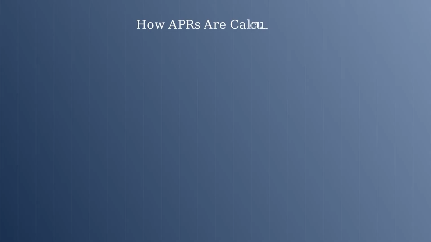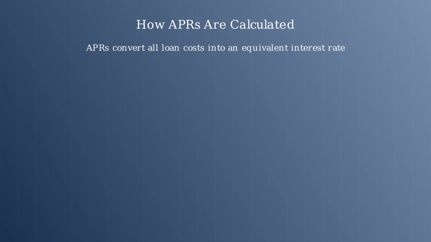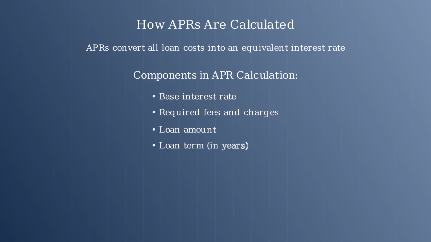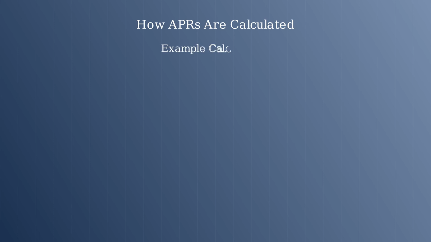Annual percentage rates are calculated using a standardized formula. This formula converts all costs associated with a loan into an equivalent interest rate. The calculation takes into account several components: the base interest rate, any required fees and charges, the loan amount, and the loan term. Let's look at an example.